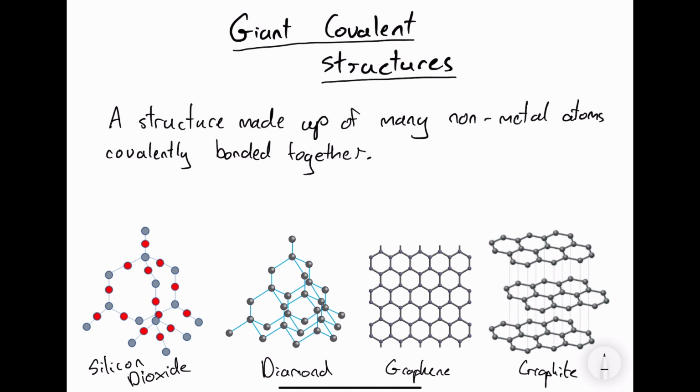Out of the 4 giant covalent structures we're going to be looking at, 3 of them are made of carbon. Diamond, graphene, and graphite are all made of carbon atoms. Because they are different forms of the same element, we call them allotropes. So diamond, graphene, and graphite are allotropes of carbon.